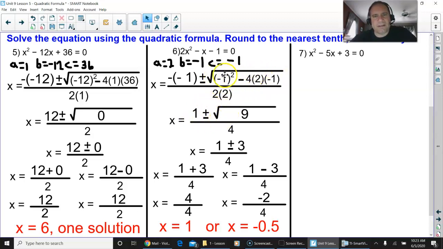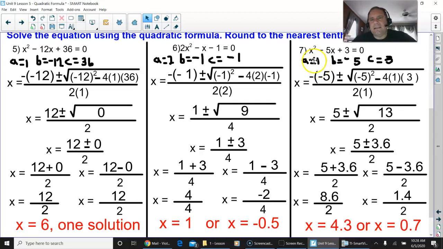You put all of this inside the radical in your calculator, and you will get 9, which is a perfect square, which is good. And you get 3. So it's 1 plus 3 over 4 and 1 minus 3 over 4. Just like I have here, and 4 divided by 4 equals 1, and that's one of the roots, and 1 minus 3 equals negative 2 divided by 4. Negative 2 divided by 4 is negative 0.5. And that's that one. Go ahead, try number 7, round to the nearest tenth if necessary. Press pause now.